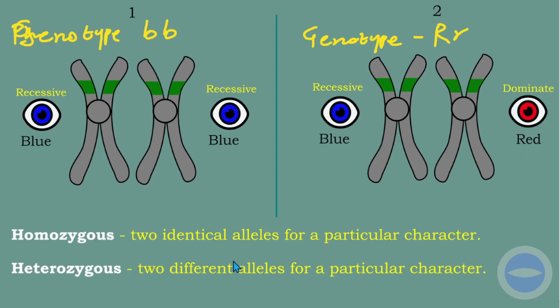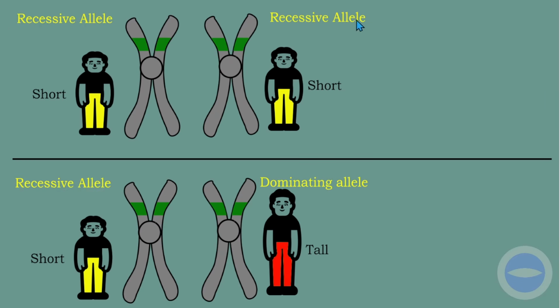So you must know the difference between homozygous and heterozygous. This one are identical, these ones are different. This is very important, you must understand them. So here's an example. We have another situation here. We have a recessive allele which is short, and then we have a recessive allele which is short.